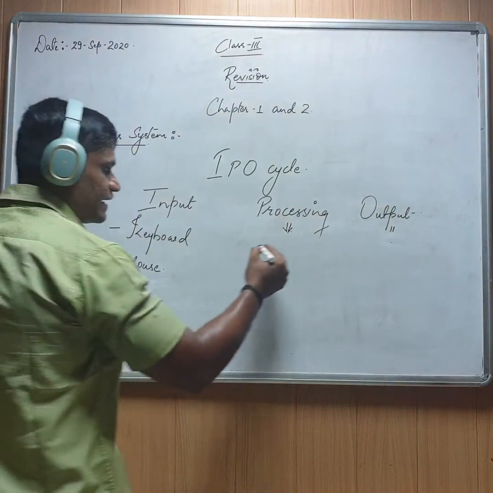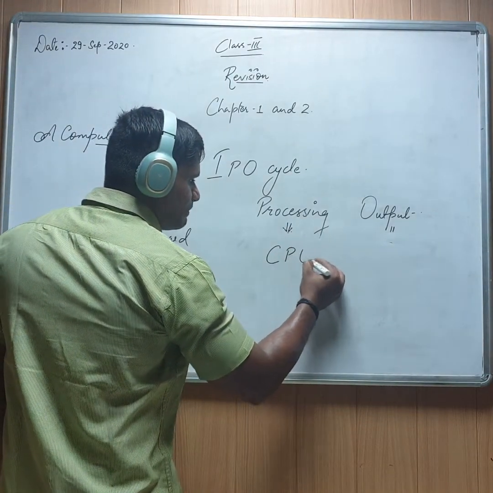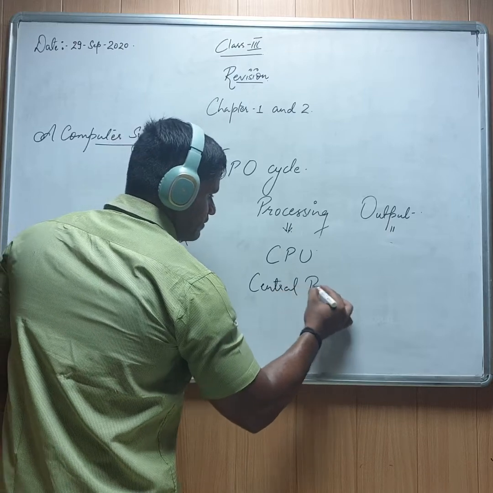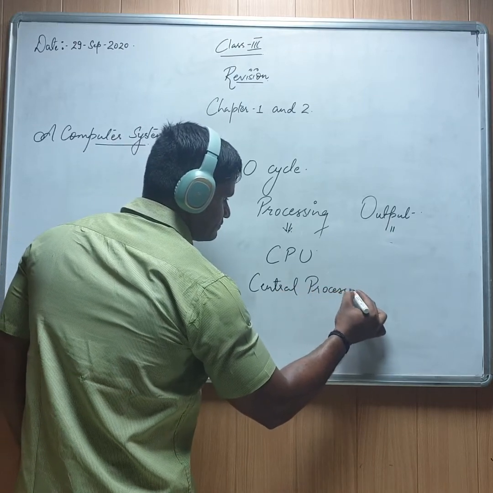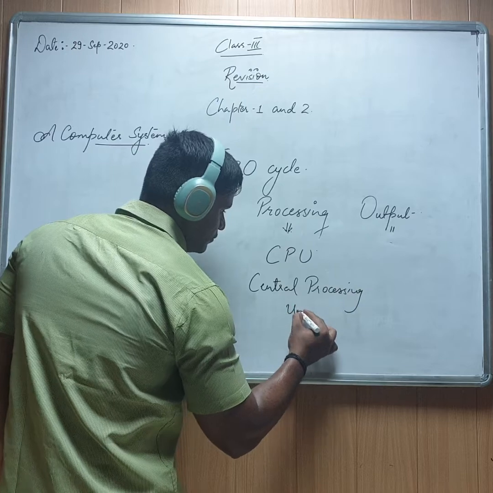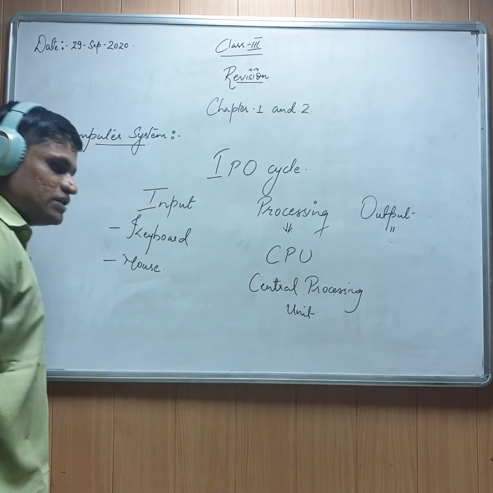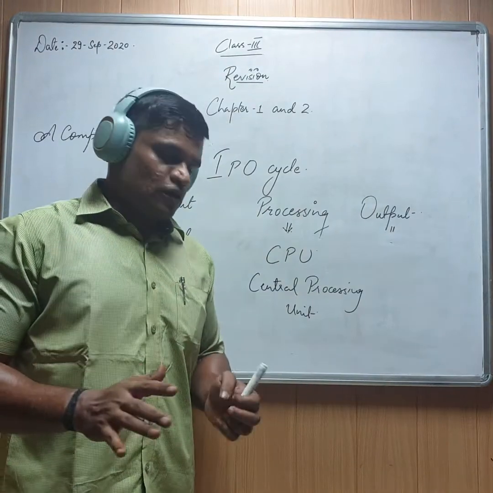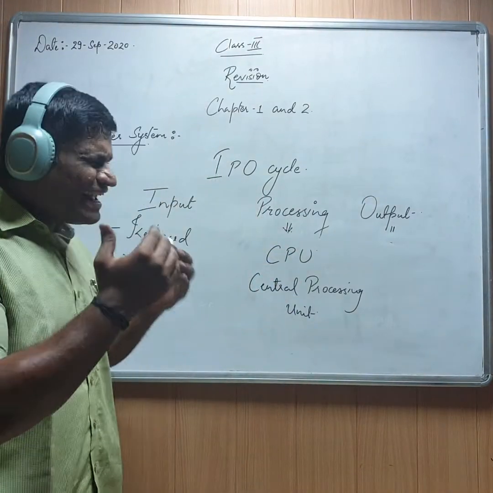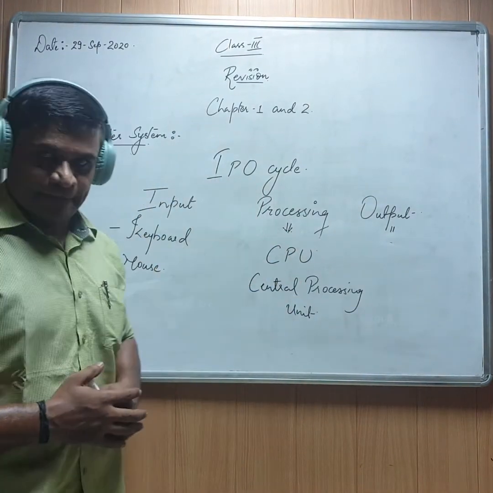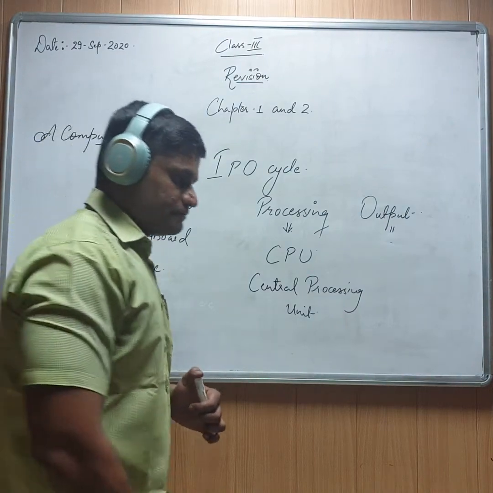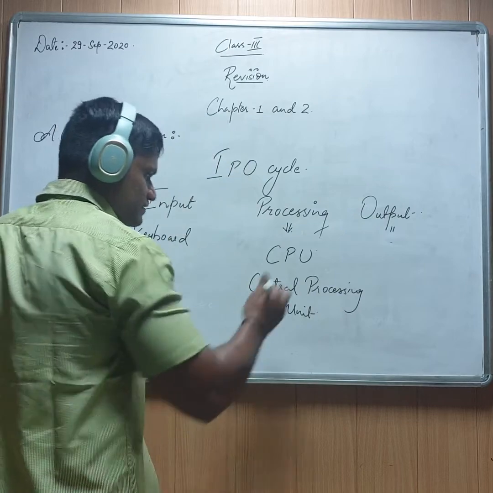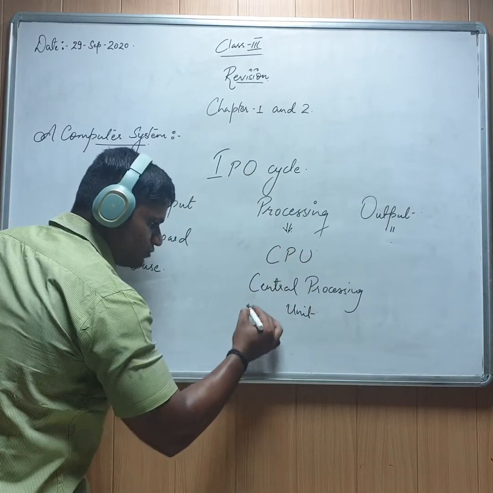Similarly, for processing, we use the CPU, that is Central Processing Unit, which is the brain of your computer, which does all the work of thinking, evaluating, or processing. And it contains 3 units. In the CPU, we have 3 units.